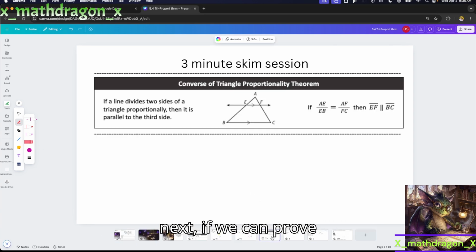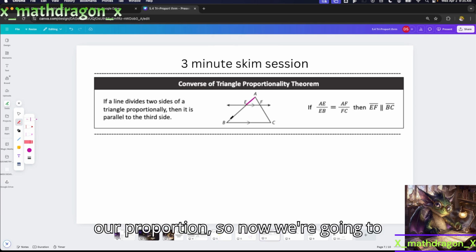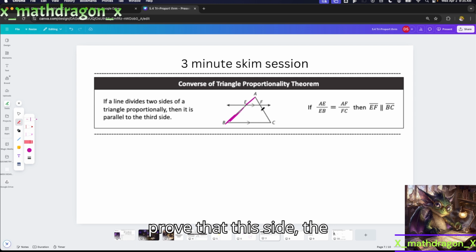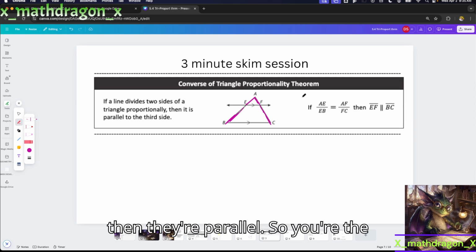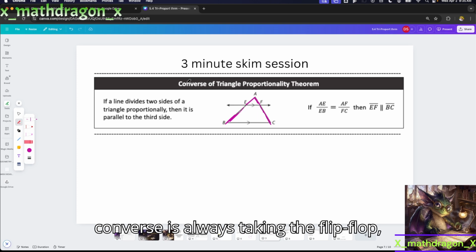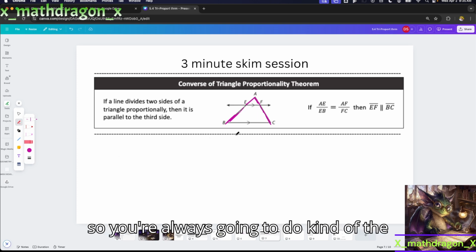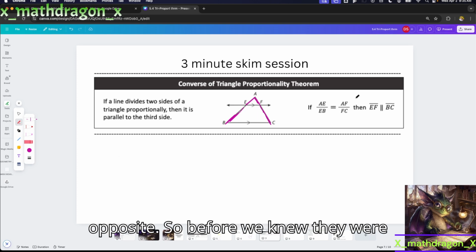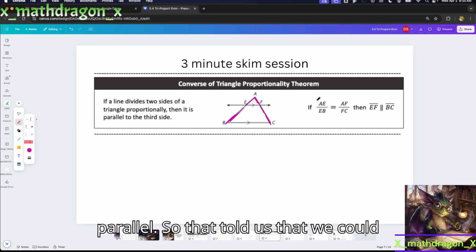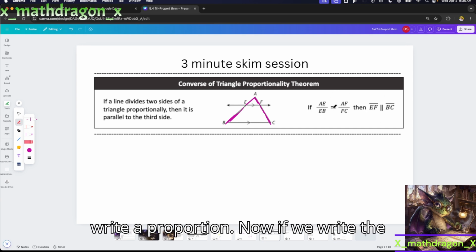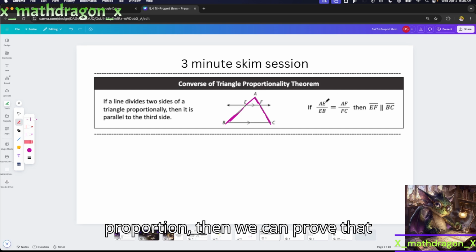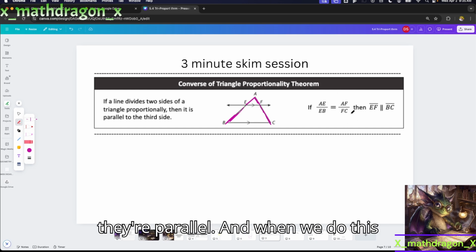All right, next. If we can prove our proportion, so now we're going to prove that this side, the fraction I get, is equal to this side, the fraction that I get, then they're parallel. So the converse is always taking the flip-flop. So you're always going to do kind of the opposite. So before we knew they were parallel, so that told us that we could write a proportion. Now if we write the proportion, then we can prove that they're parallel.